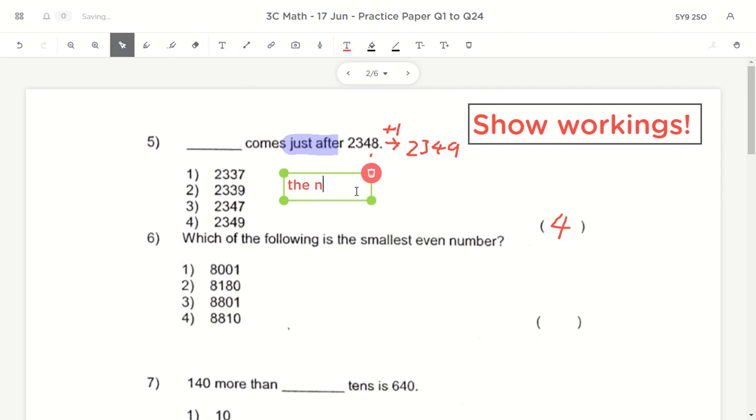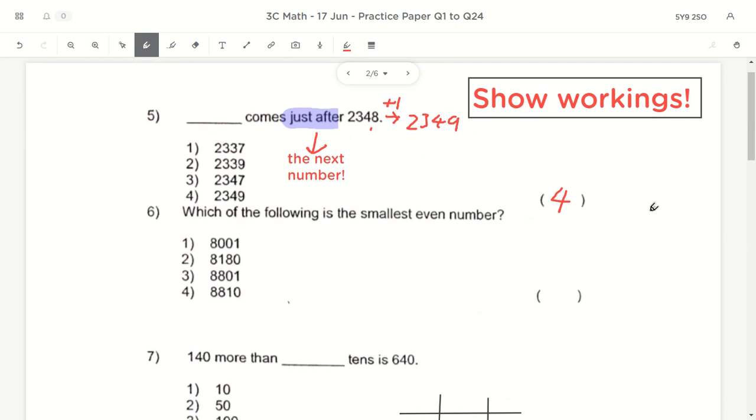So this is one of the easiest questions, but some of you don't get it. This means the next number, so just count on. For example, 11 comes just after 10 because after 10 is 11. So 2349 comes just after 2348.